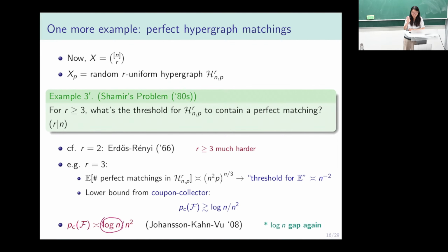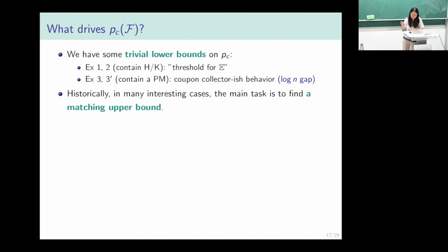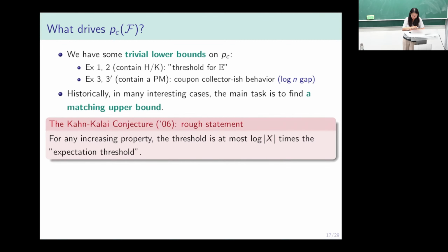So far we have seen 4 examples, and so let me summarize our observations so far. We have some trivial lower bounds on the threshold. From the first 2 examples, we saw that the threshold for the expectation gives us the first type of lower bound. And from the last 2 examples, we saw that the coupon collector's behavior pushes up the first lower bound by log n. So usually there are some easy ways to get a lower bound on the threshold. And historically, in many, many interesting cases, the main task is to find a matching upper bound. So usually finding a matching upper bound is hard.